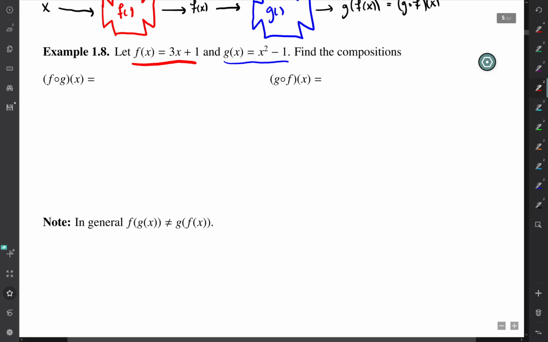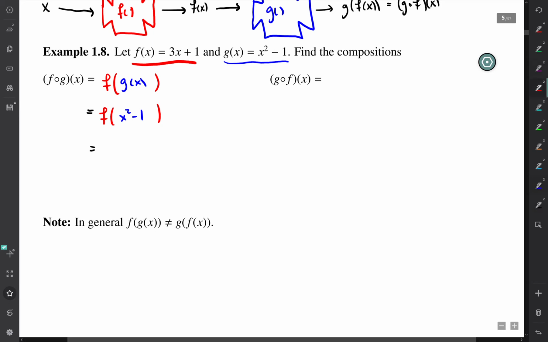I'm going to try and keep my color coding here. So we have f of, and then g of x is in blue, g of x. So that's going to be equal to f of, and then g of x is x squared minus 1. So first I'll plug in x squared minus 1, and then f is 3.